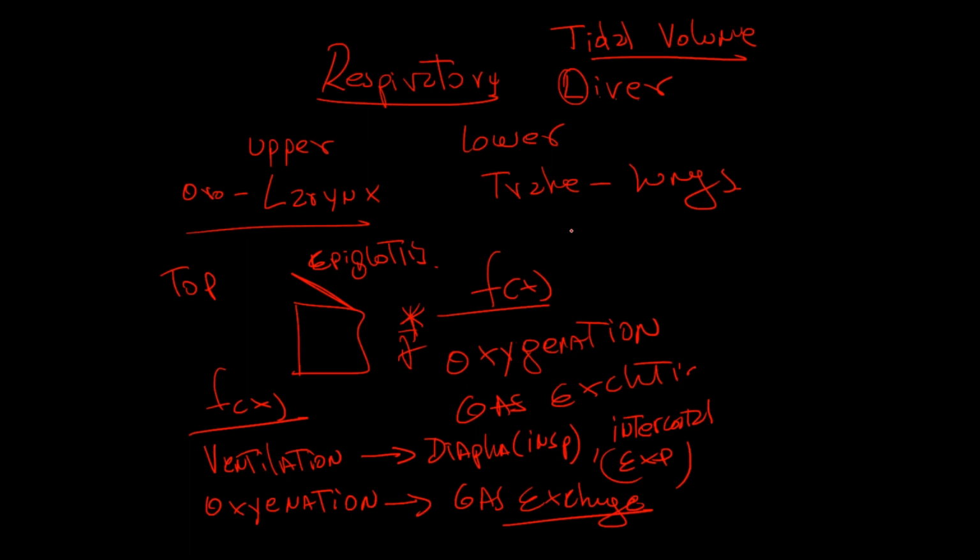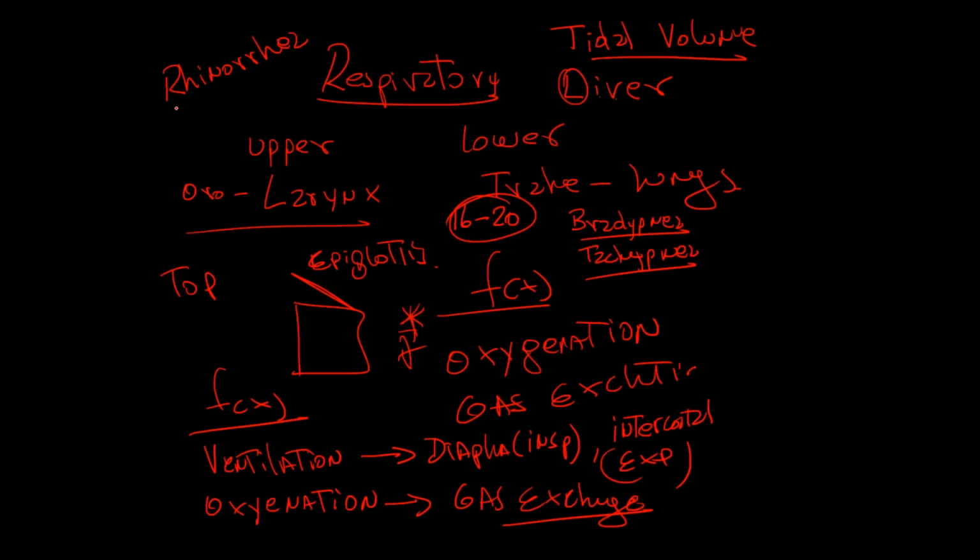Some terminology that we are going to use is the bradypnea. That is lower respiration rate. Tachypnea is higher respiratory rate, and the respiratory rate goes between 12 to 20. That is the normal. We have one term that I want you to remember, the rhinorrhea. What is rhinorrhea? Runny nose. It is the runny nose.